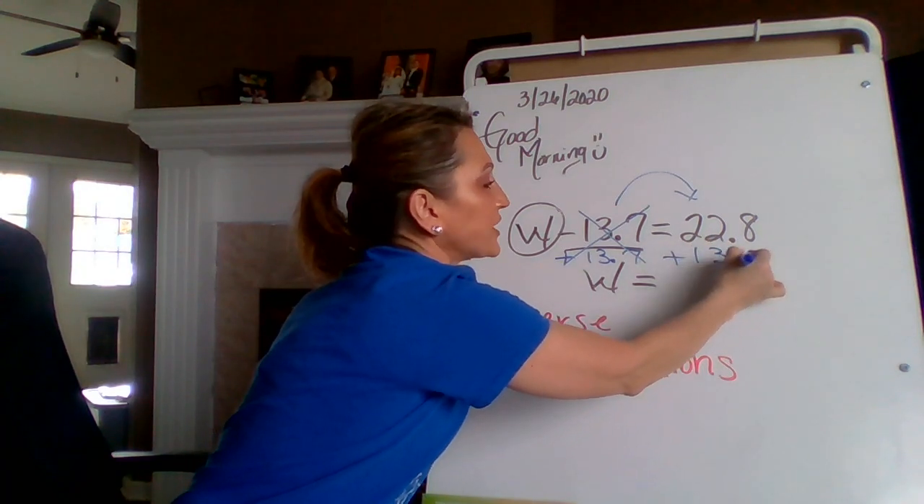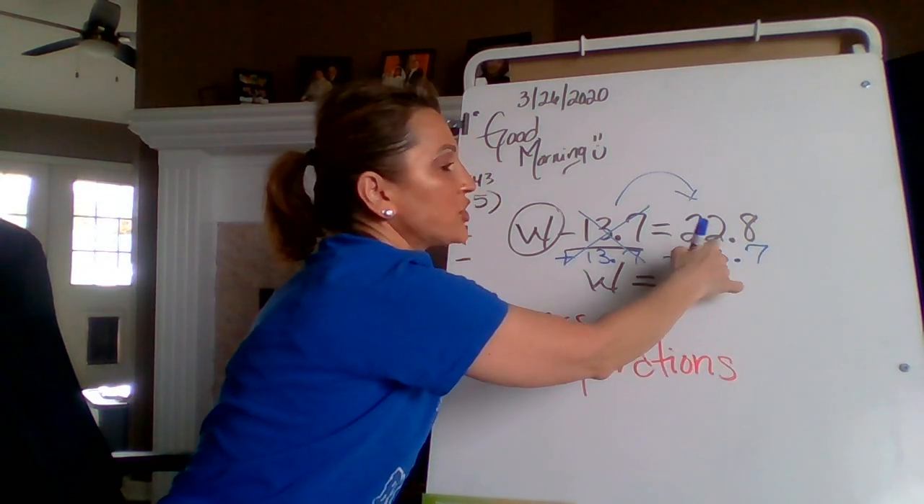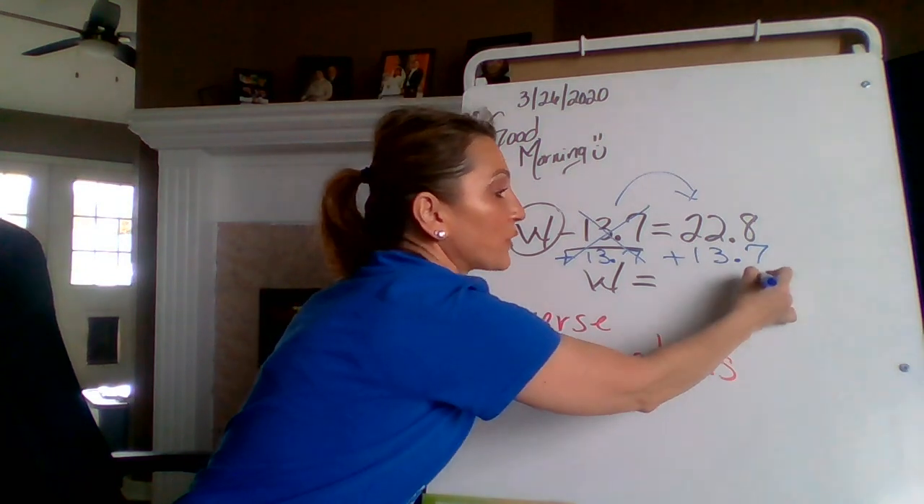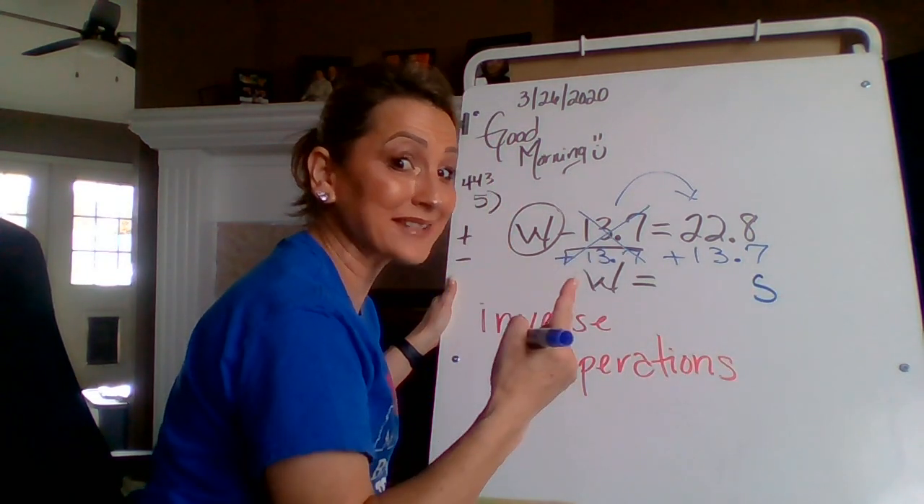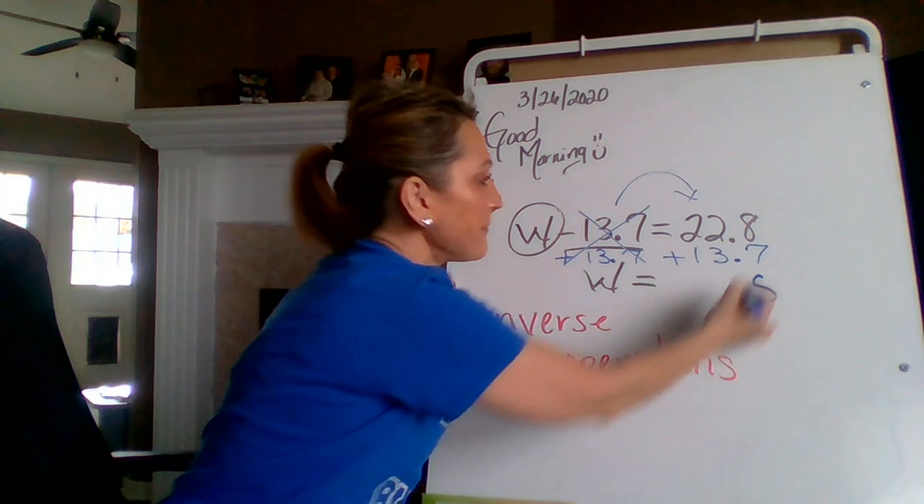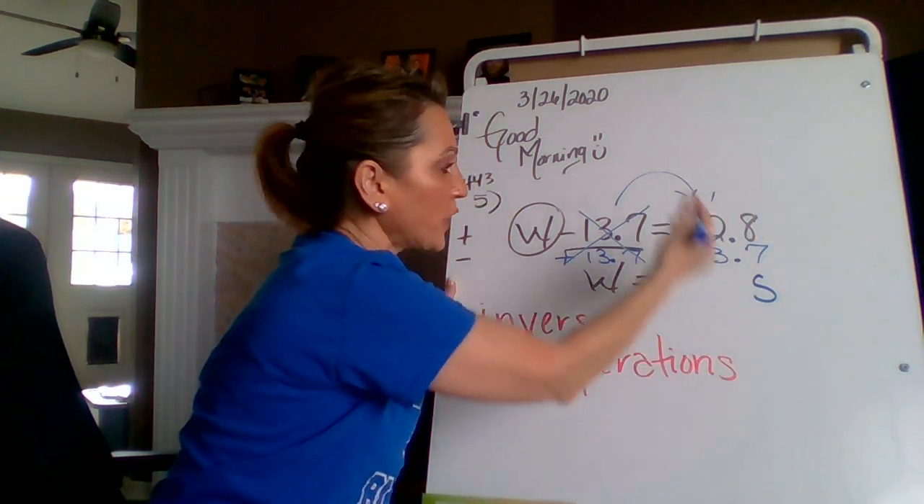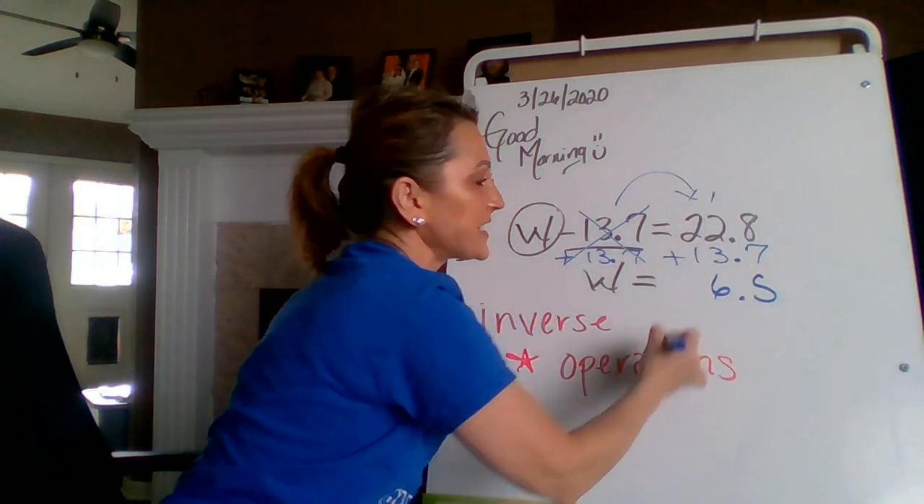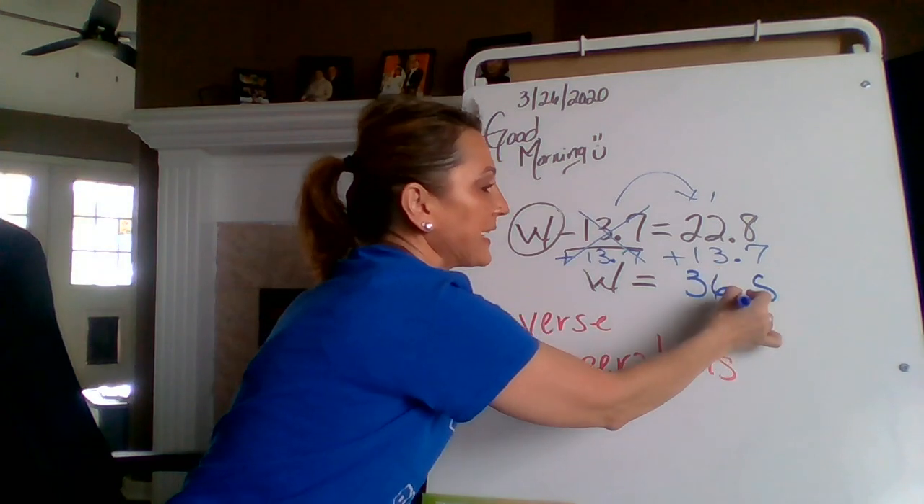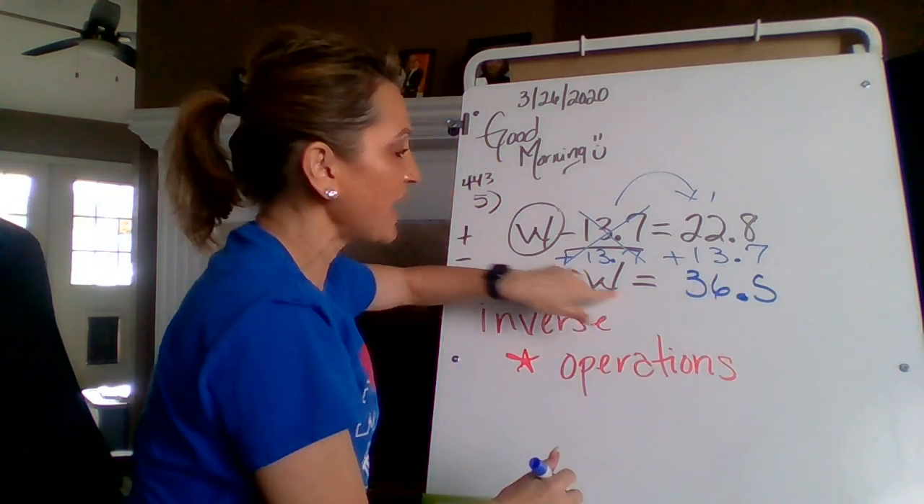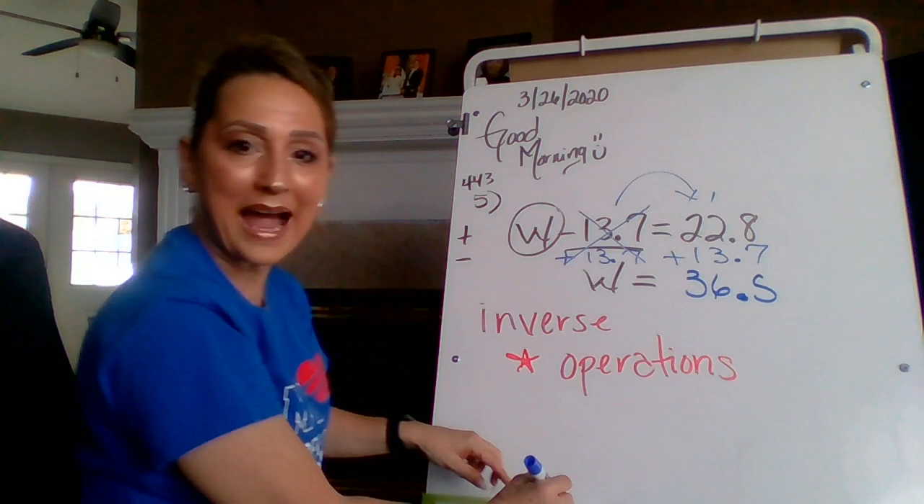I'm going to add 13 and 7/10 to my 22 and 8/10. And of course, we need to remember, how do we add decimals? We line them up. So I get 5. I regroup my 1. That gives me 6. And I have 3. So in this instance, it says that W is equal to 36.5.